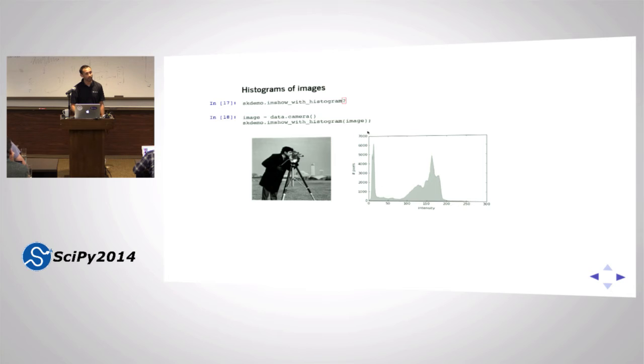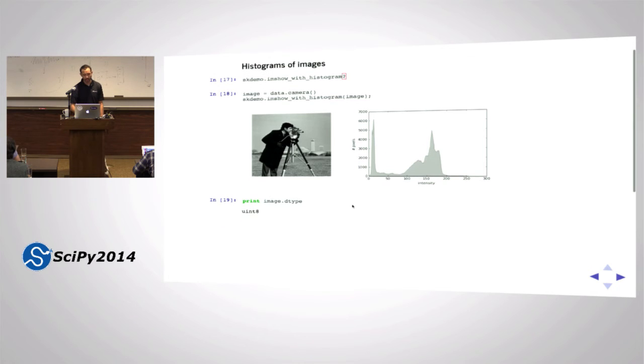So this spike right here, if you look at my mouse, corresponds to all these dark pixels that are in the man's coat and his hair and the tripod. Right? And then we notice that we have a spike in the middle, in the gray region of the image. And that makes sense because this image itself looks fairly gray. All right, so that's the basic histogram.